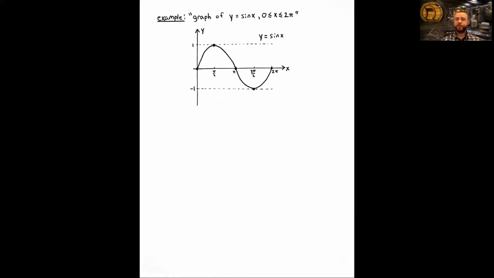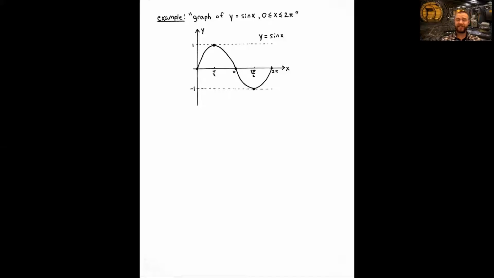All right, and if we were just to split that period from 0 to 2 pi into 4 pieces, since we have 4 quadrants, you have the intervals from 0 to pi over 2, pi over 2 to pi, pi to 3 pi over 2, and 3 pi over 2 to 2 pi. Those are your 4 quadrants. Just plot your basic sine values going around the unit circle, and you get this graph.